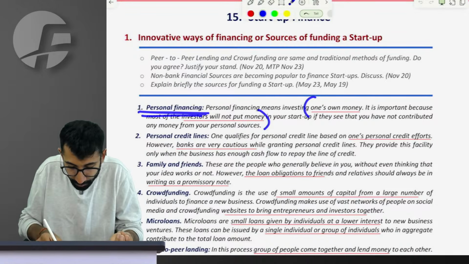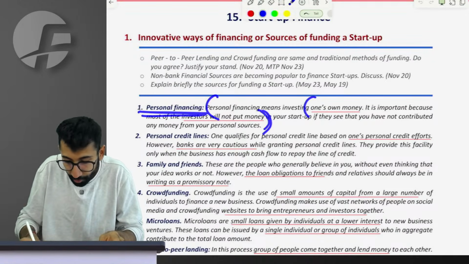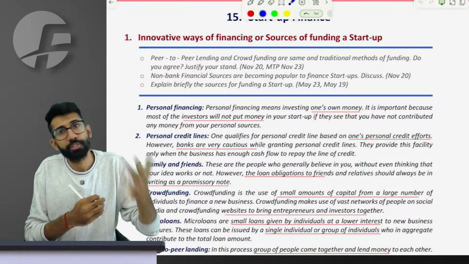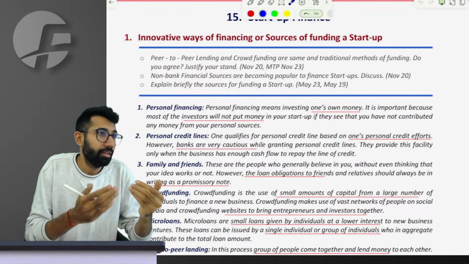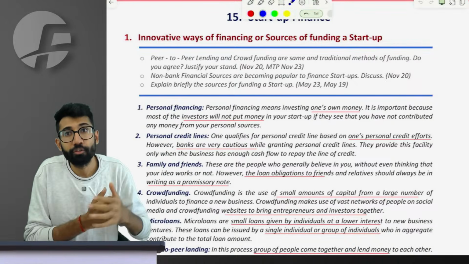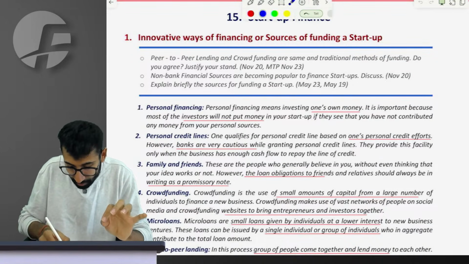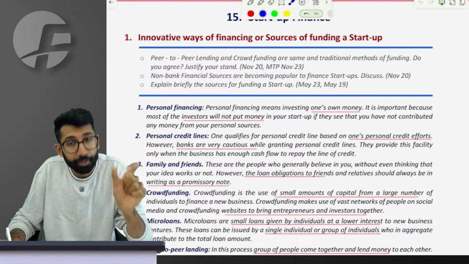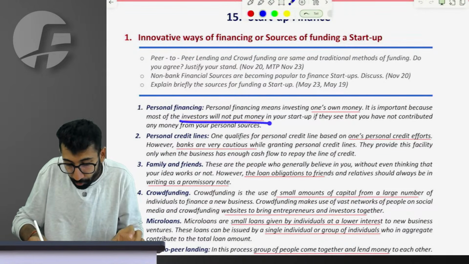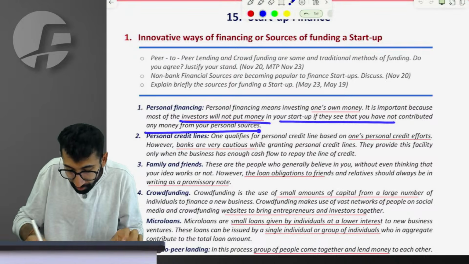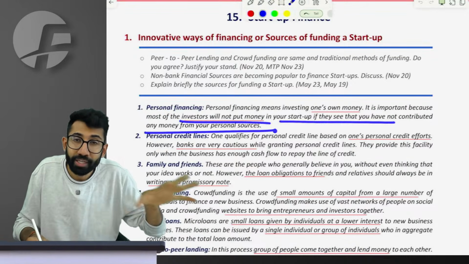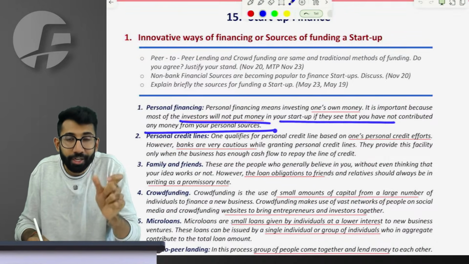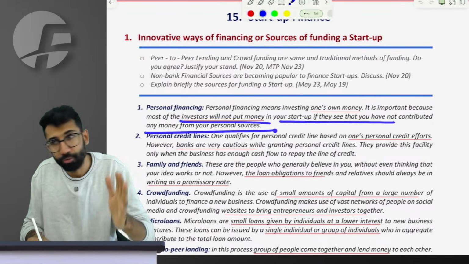For example, personal financing, if I don't write the content of the book, there are a number of things for me to write. I can define what personal finance is. I can give examples of personal finance. But in the study material, do you observe they have not given any example? They have rather given a particular line that investor will not put their money if they don't see any personal source of money already invested. If you don't write that line, I feel it becomes difficult for the examiner to give you marks.